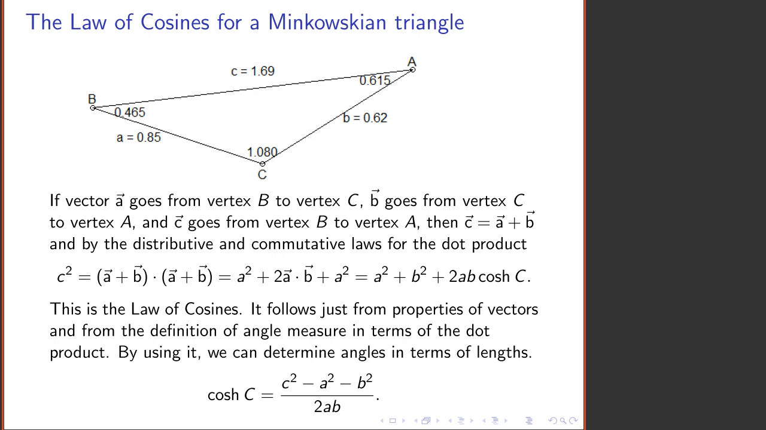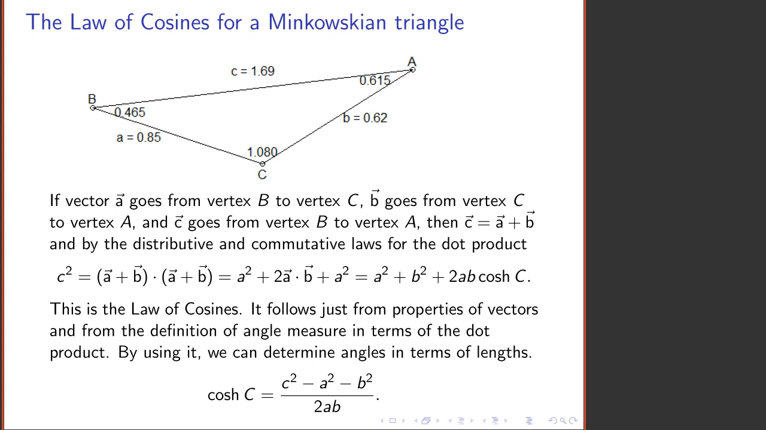Now, let's introduce vectors. Vector A goes from B to C, vector B goes from C to A, and the vector sum, which I'll call C, goes from B to A. I use the distributive law just as before, and I get C squared equals A squared plus B squared plus, in this case, 2AB times the hyperbolic cosine of C. If I solve this equation for the hyperbolic cosine of C, I have a formula for the hyperbolic cosine of a Minkowskian angle in terms of the lengths C, A, and B of the three sides of the Minkowskian triangle.